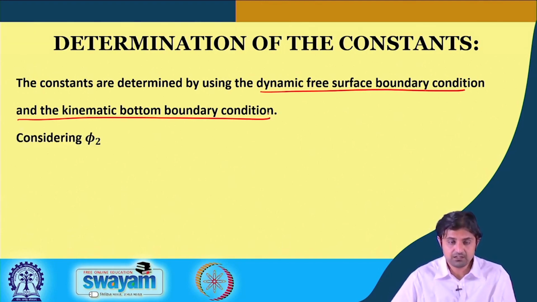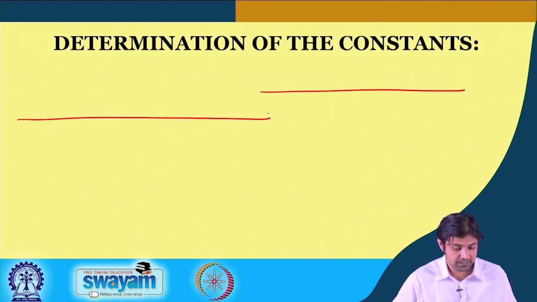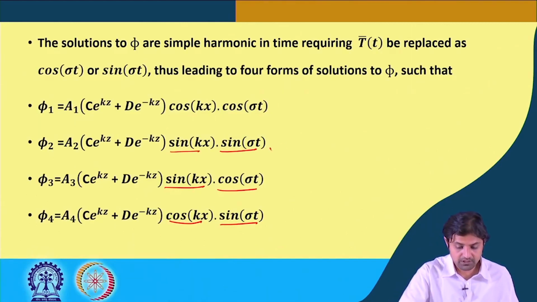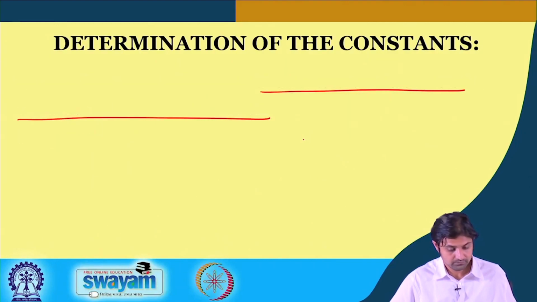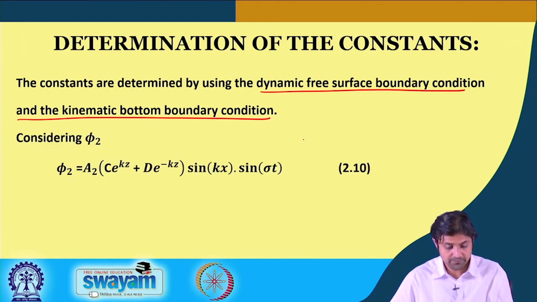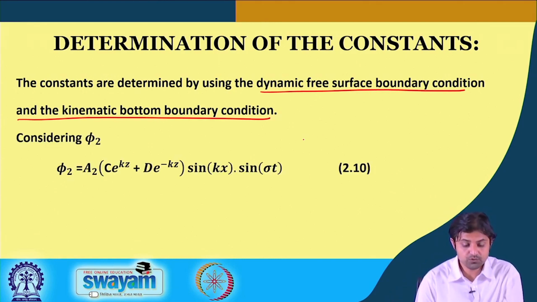Let us consider phi 2. Phi 2 is one velocity potential that we have written here, this one. So, what does it say? Phi 2 is a2 into c e to the power k z plus d e to the power minus k z into sin kx into sin sigma t. We call this equation number 2.10.